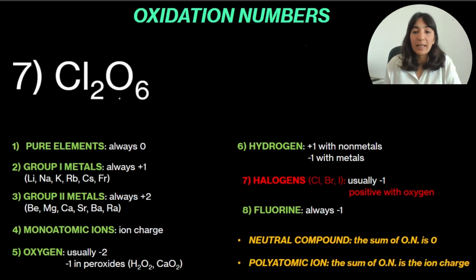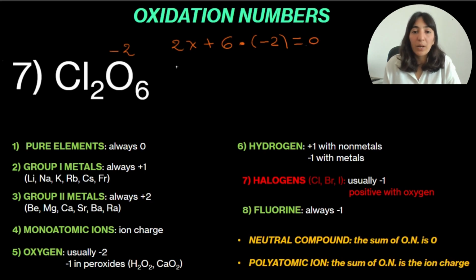Cl2O6, this is again a halogen with oxygen. We know that this chlorine has a positive oxidation number, but we do not know its value. We know that this is not a peroxide, and this means that the oxidation number of oxygen is -2. And now we write our equation in order to find the oxidation number of chlorine. We have 2 chlorine atoms. The oxidation number of chlorine is X plus 6 oxygen atoms times -2, which is the oxidation number of oxygen, equals 0, because Cl2O6 is a neutral compound.